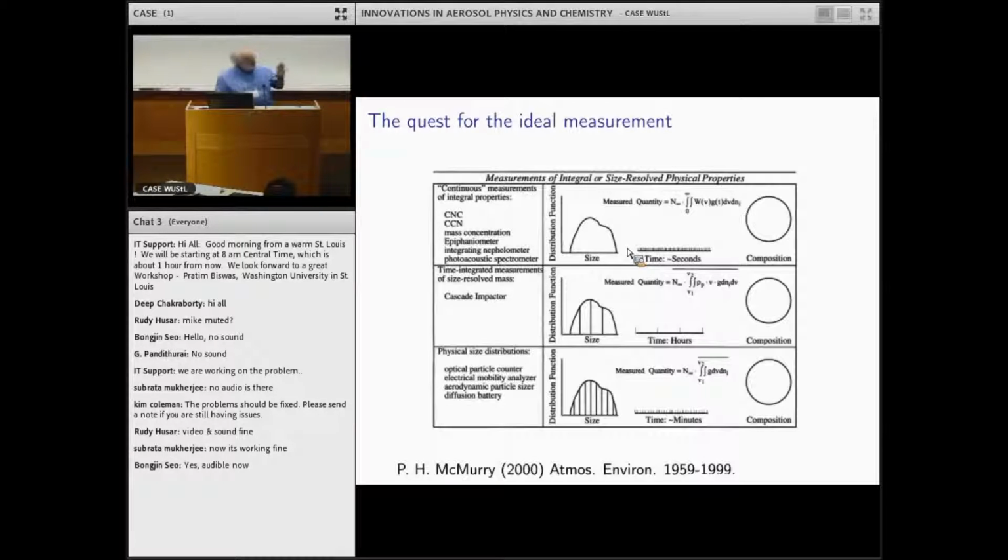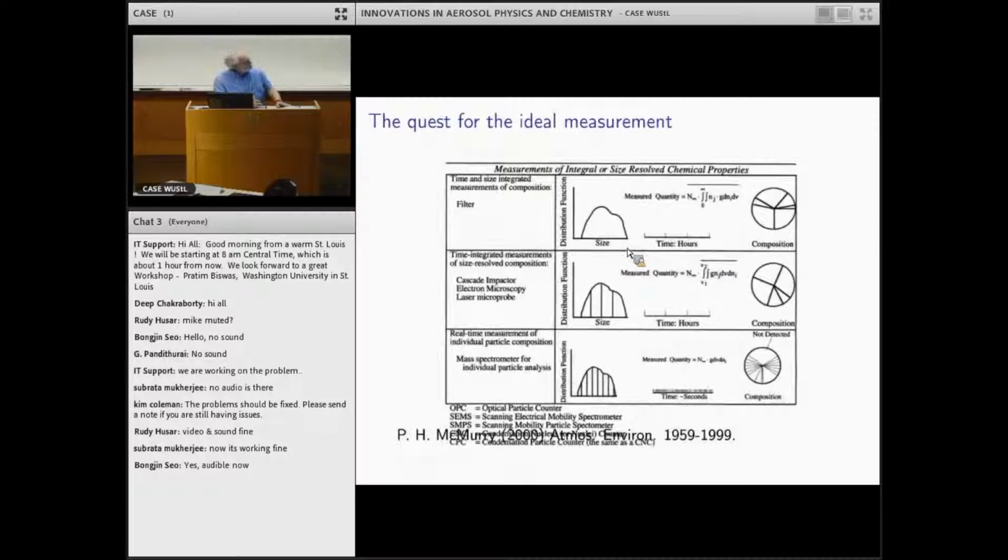And with analysis, we could get some substantial composition information. Then we have moved on towards higher and higher resolution in size. With many of our measurements now, we're able to acquire data that tells us quite a bit about the aerosol on timescales of minutes. We have other measurements, filter measurements, the composition measurements, ultimately the mass spectrometry measurements.